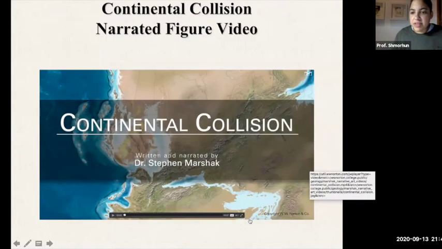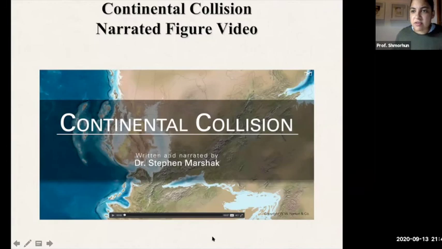The next type of plate tectonic boundary that I would like to talk about is convergence. Now, we talked about three main types of convergence: continent-continent, continental-oceanic, and oceanic-oceanic. The first one we have on here is continental collision. That was a really great animation and narrated figure video by Stephen Marshak, which is from the textbook in this course. Now, continental collision is essentially when you have two continental plates that get pushed towards one another.